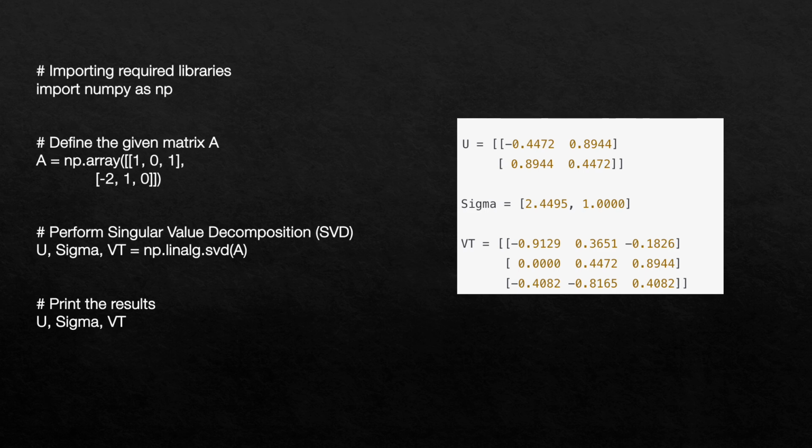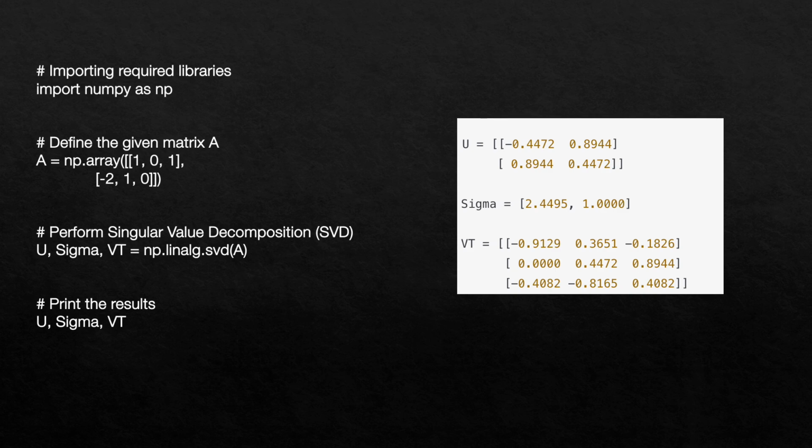From a Python code perspective, it's pretty straightforward. You just need to import NumPy as a library and define the matrix. The matrix I'm using here is [1 0 1; -2 1 0], and then you use this line to perform SVD, which is np.linalg.svd, on the matrix A. Then you print the results of U, sigma, and V transpose. To prove this is working, multiply the three and you will get A, which is [1 0 1; -2 1 0]. That's how you prove it. This is pretty much straightforward when it comes to Python.